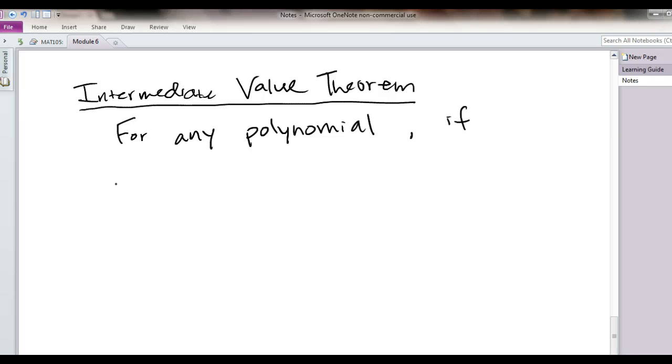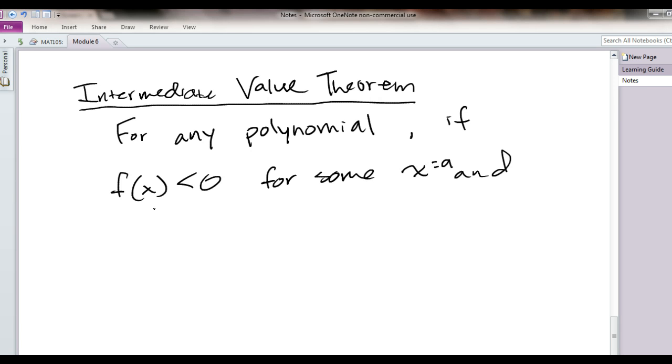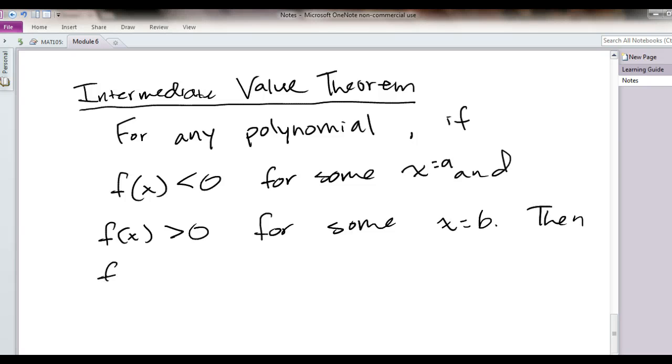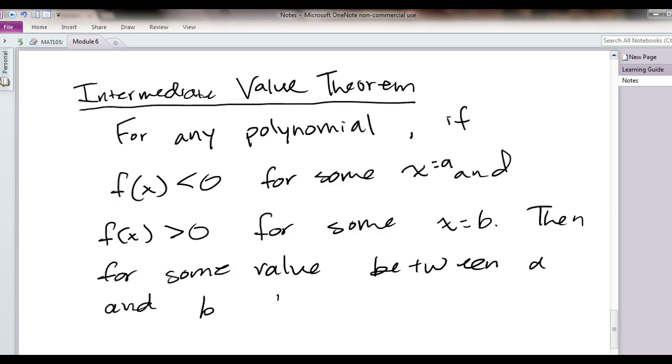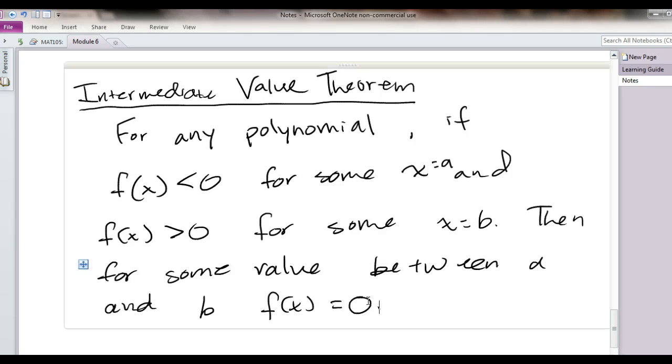If f of x is less than 0 for some x equals a, and f of x is greater than 0 for some x equal to b, then for some value between a and b, f of x will equal 0.